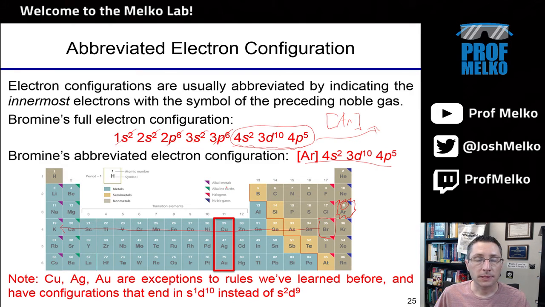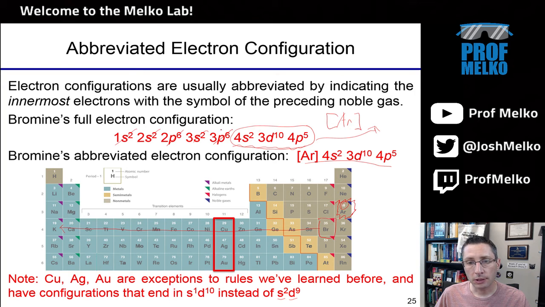Now, sometimes you'll see exceptions to this ordering of the subshells. I just want to bring your attention specifically to copper, silver, and gold, these coinage metals here. There are exceptions. As you fill these up, you're not going to get s2d9. Transition metals are a little funny. It turns out that it'd rather have a full 10 electrons in the d sublevel.